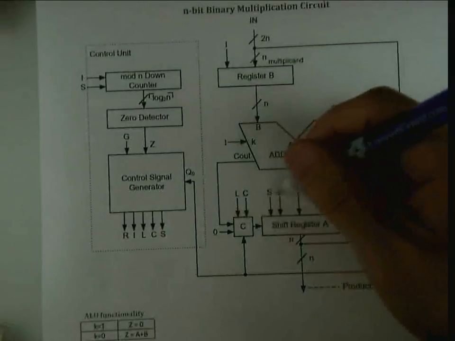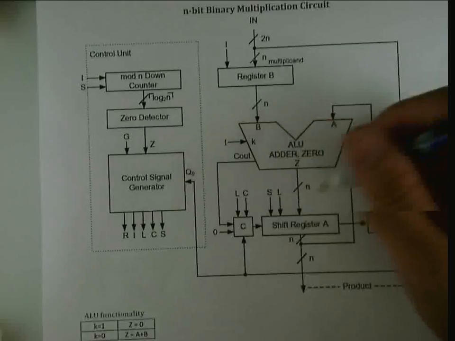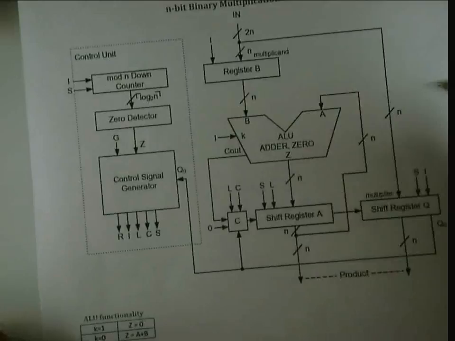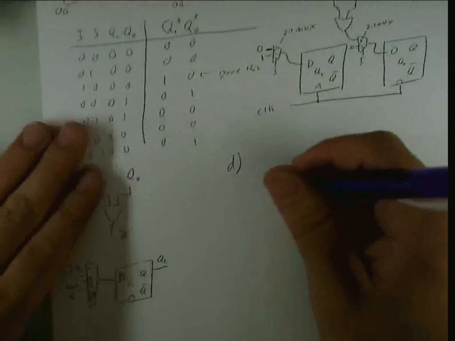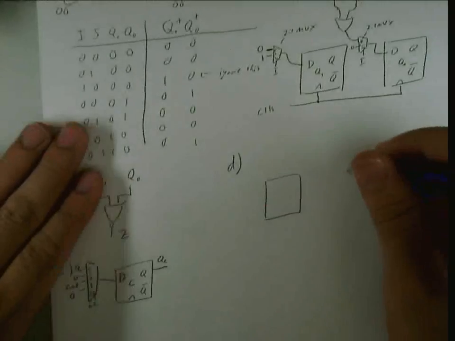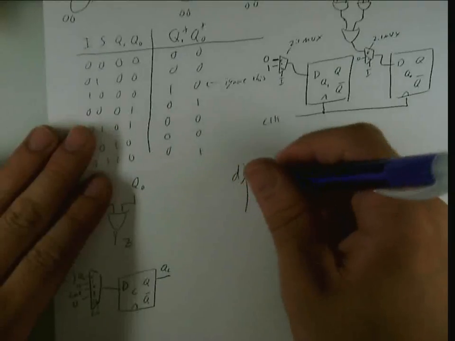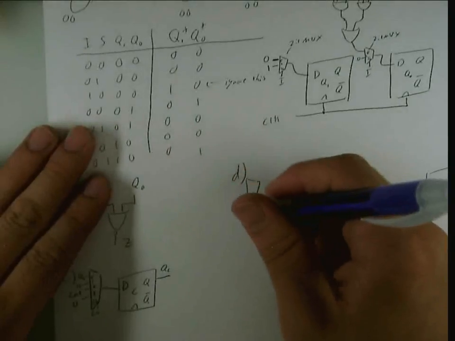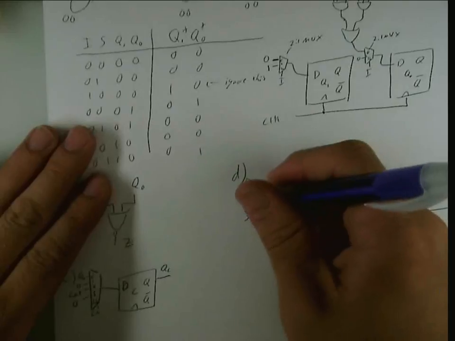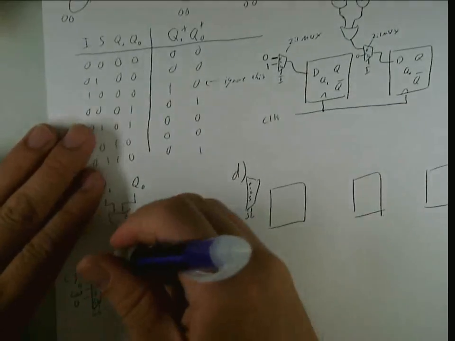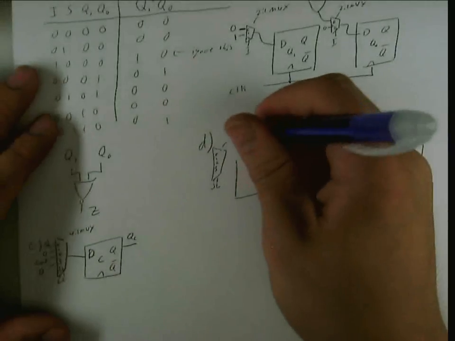When L is 1 and S is 0, we do a parallel load, and when S is 1 and L is 0, we do a shift. And then when they're both 0, we just hold. So we're going to do that. SL, 0, 1, 2, 3. This is a 4 to 1 mux over here. Probably should be complete. 4 to 1 mux.